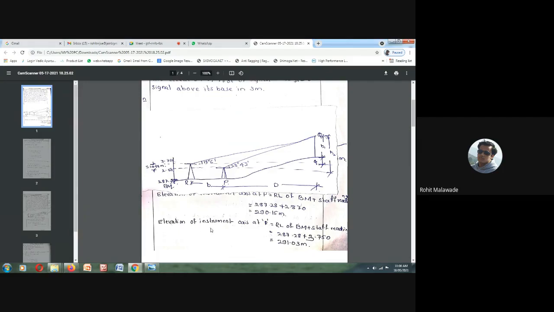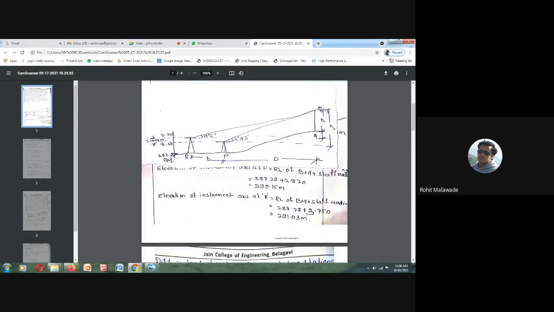Similarly, we can calculate the RL of the instrument axis at R. We determine it as the RL of benchmark plus the staff reading 3.750. So here it is 291.03. Is it clear?